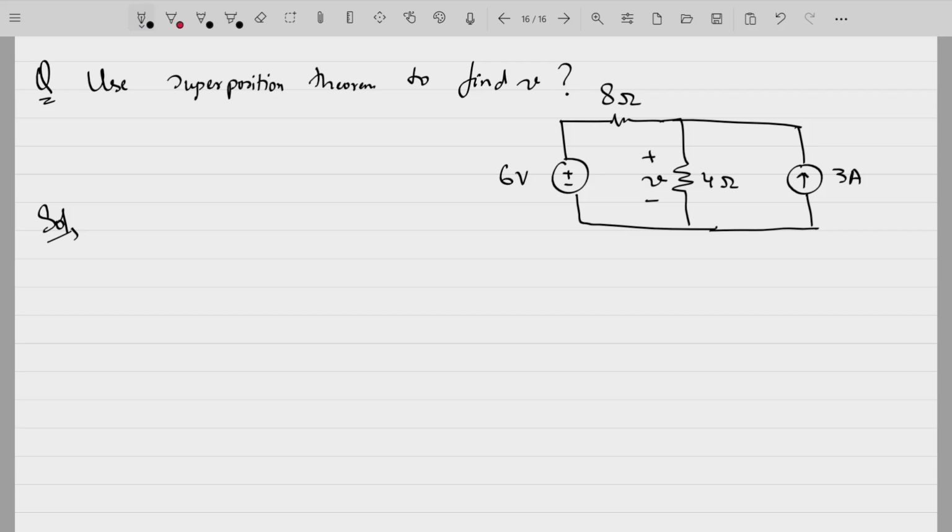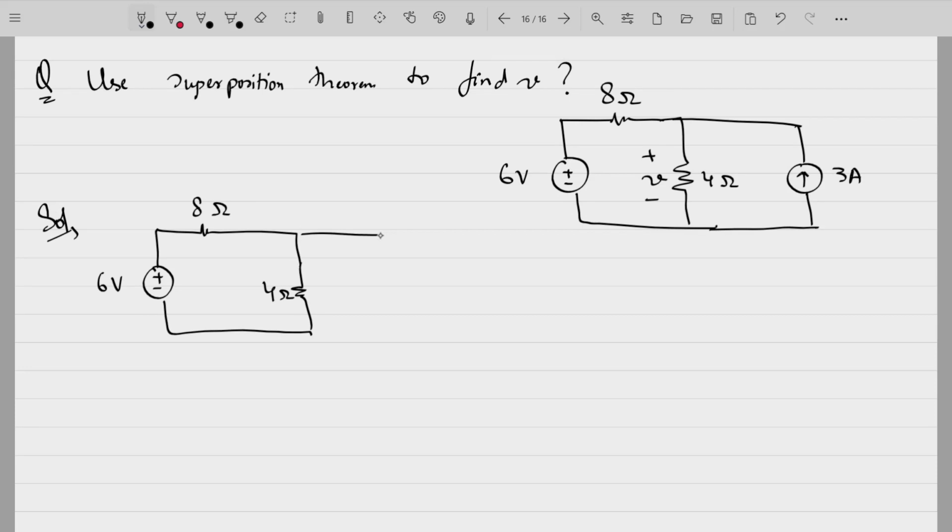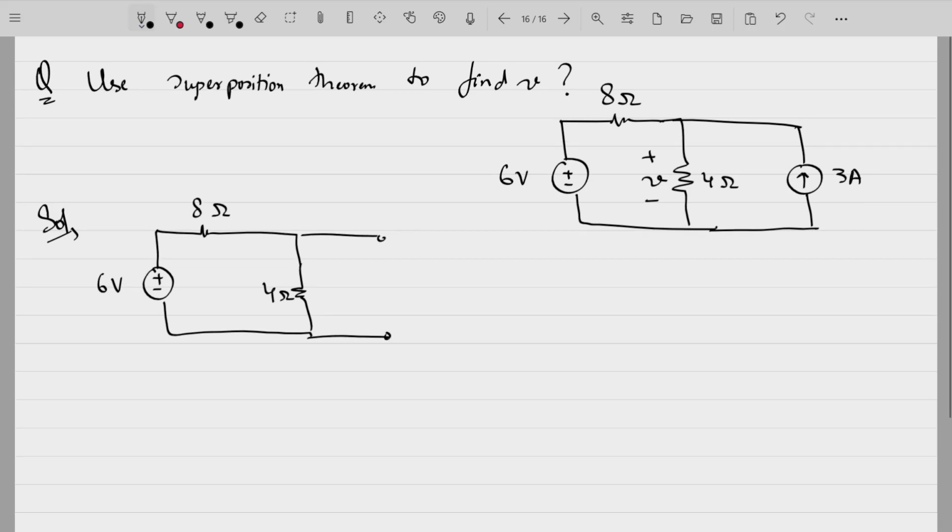Take one independent source at a time, turn off the other sources, find out V dash, find out V double dash, then V will be equal to V dash plus V double dash. So first we'll take the voltage source, 6 volts. This is 8 ohms, this is 4 ohms. The 3 ampere current source has become an open circuit. This is suppressing the current source, or turning off the current source.